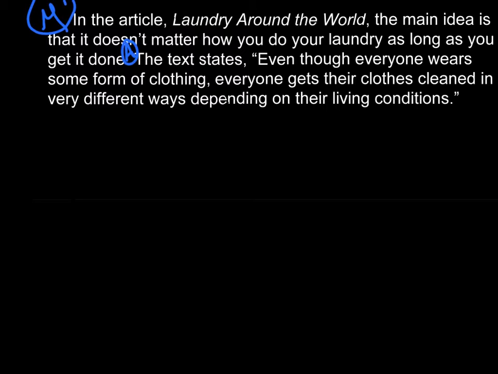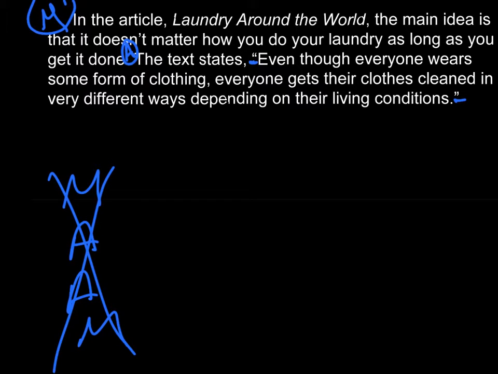So I said, the text states, even though everyone wears some form of clothing, everyone gets their clothes cleaned in very different ways, depending on their living conditions. As you can see, I quoted this directly from the text. I just copied and pasted it right in my thing. And also notice that I'm not separating each part separate like this. Nope. It all gets smushed together. It gets smushed together in a paragraph. So we should always smush our MAAM responses into paragraph form.